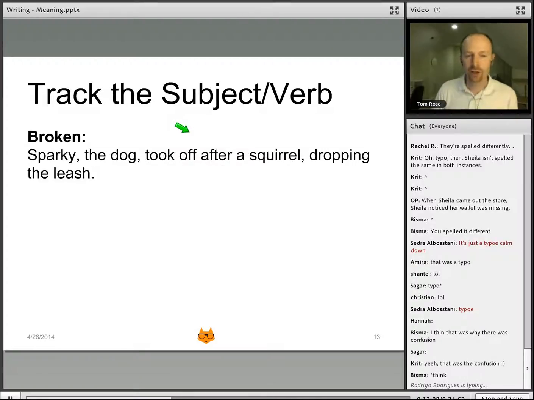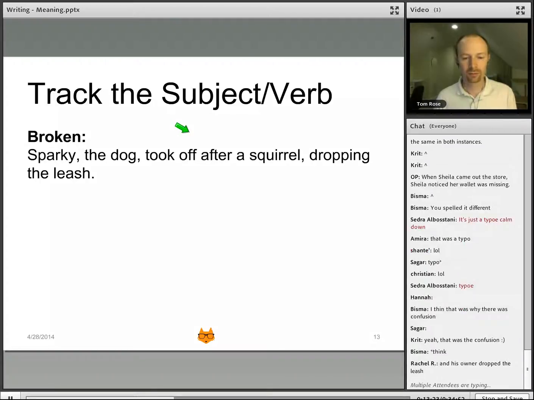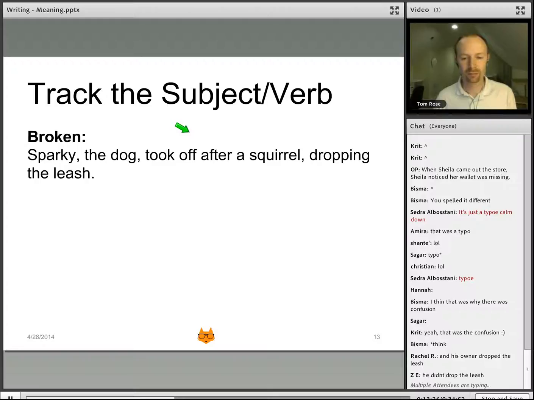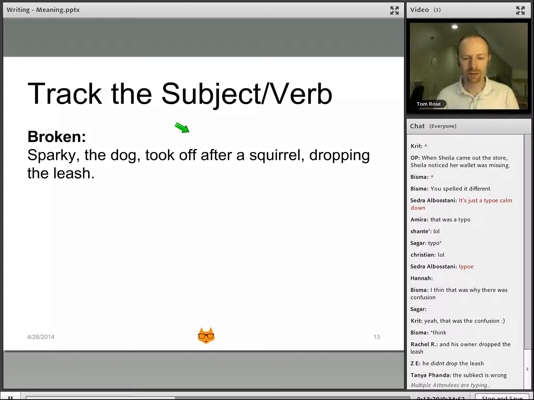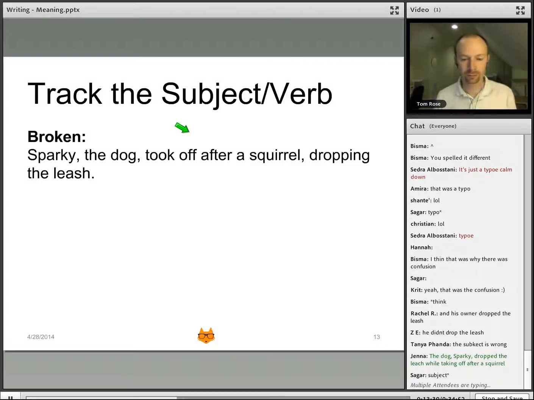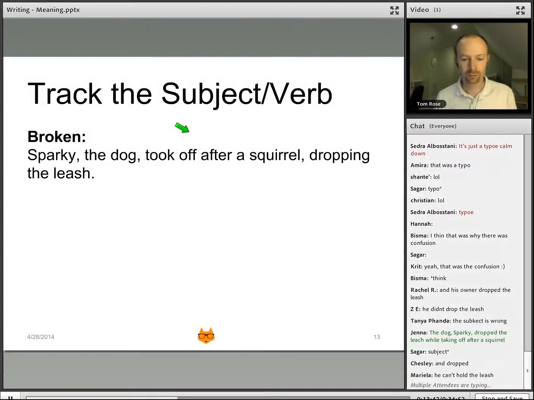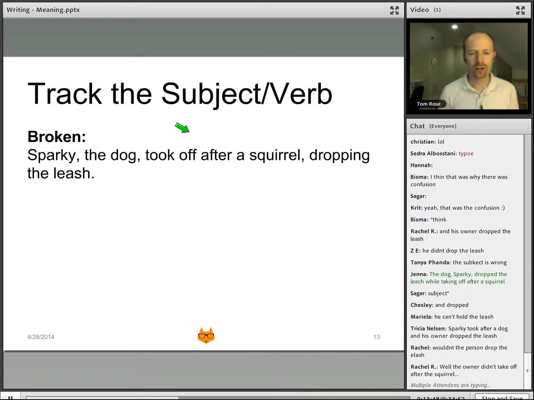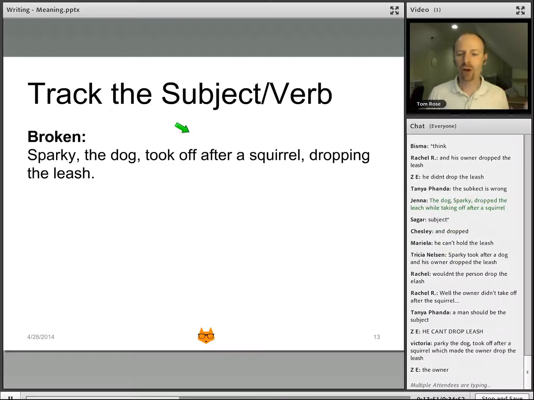Okay, next. Make sure you're tracking the subject and verb. So here's an example. Sparky the dog took off after a squirrel, dropping the leash. How would you fix that? Yes, Tanya, you're right. The subject is wrong. Mariella, you're also right. The dog can't hold a leash. So who do you think the author is intending to say dropped the leash? Some person, right?